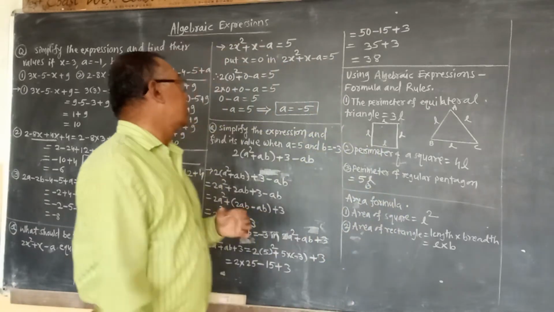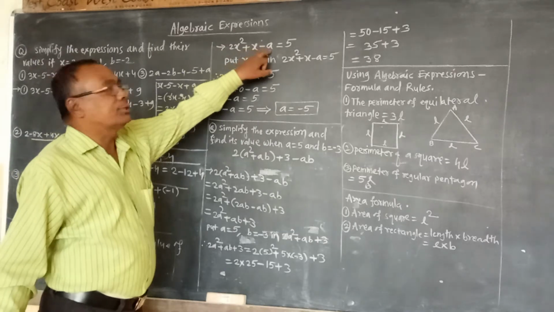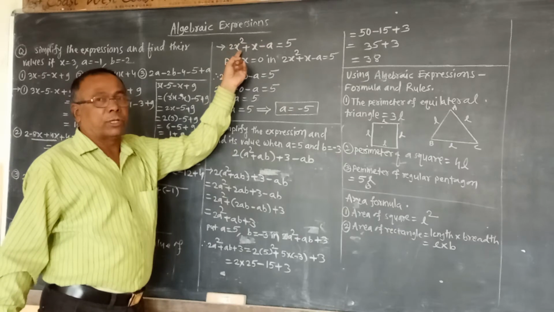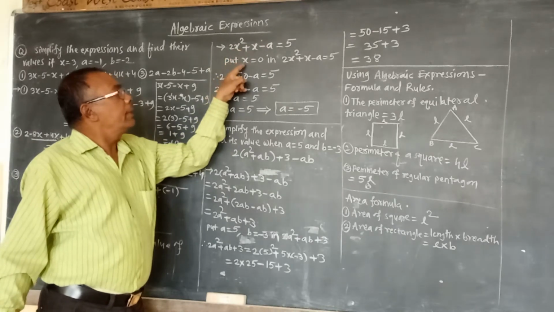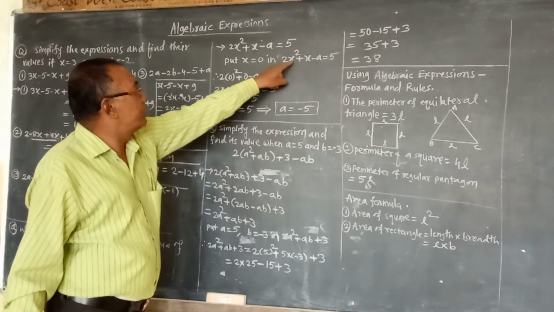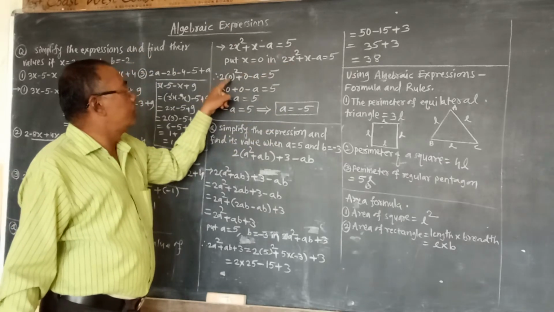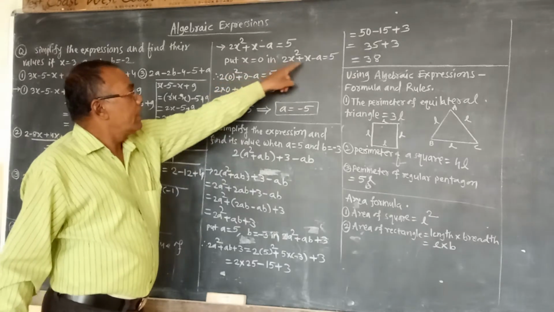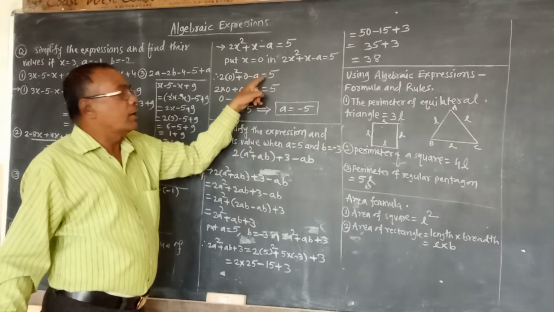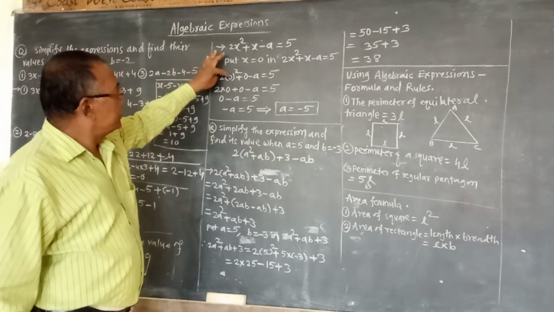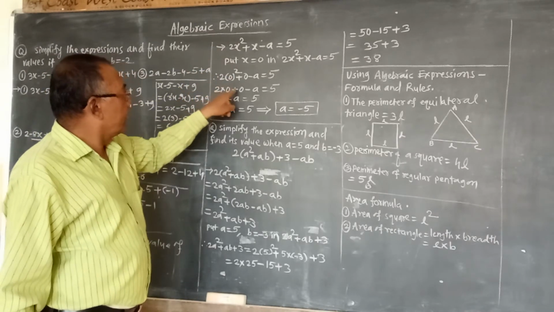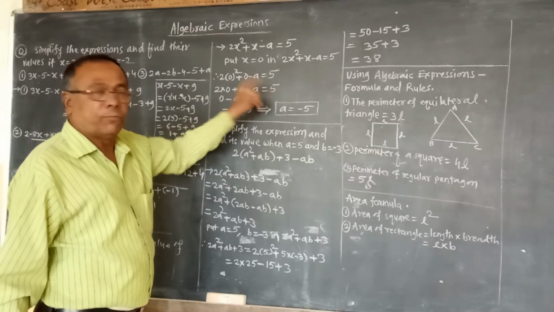Means we have to find here 2x square plus x minus a equal to 5, and now we have to find the value of this expression by putting x is equal to 0 in this expression. And therefore here 2x square, but x is 0, so it will be 2 into 0 square plus x is 0 minus a as it is 5 equal to 5 as it is. Here 0 square means 0, 0 into 2 is again 0, 0 plus 0 minus a equal to 5.